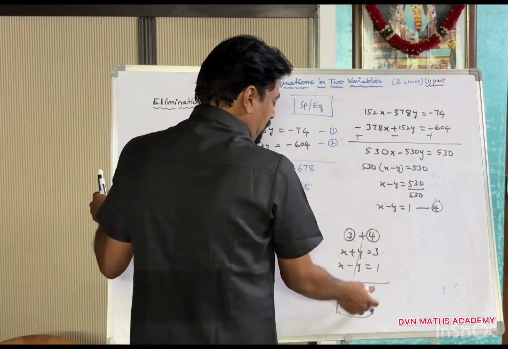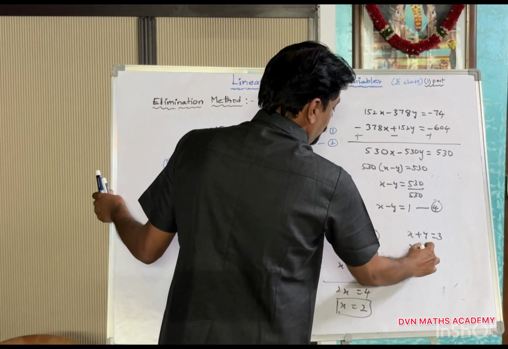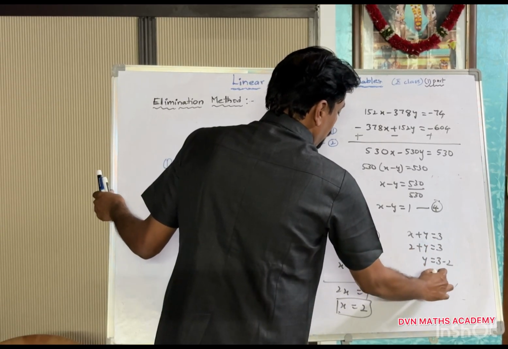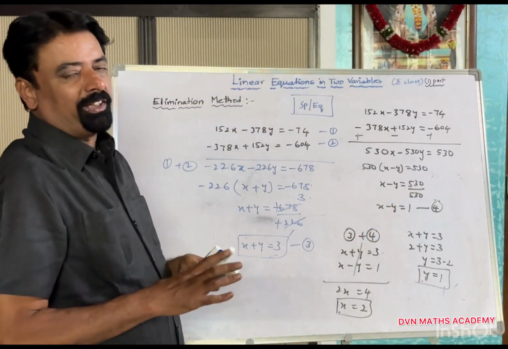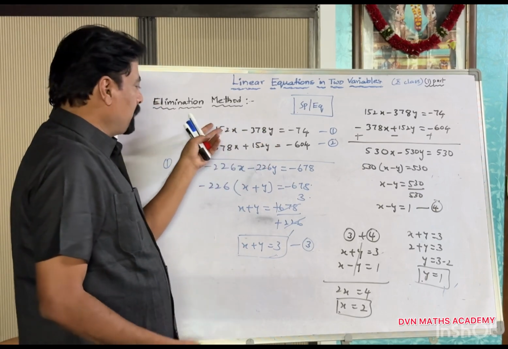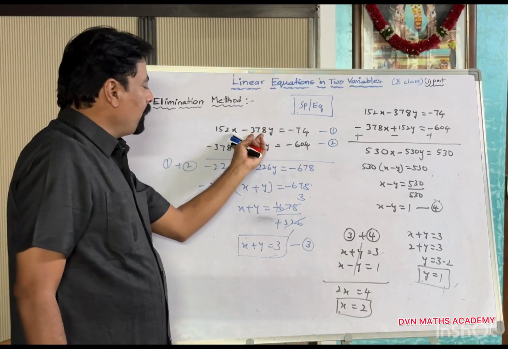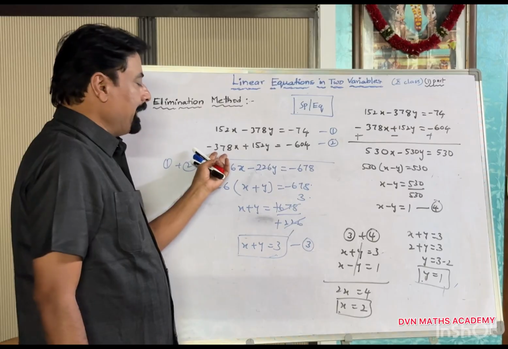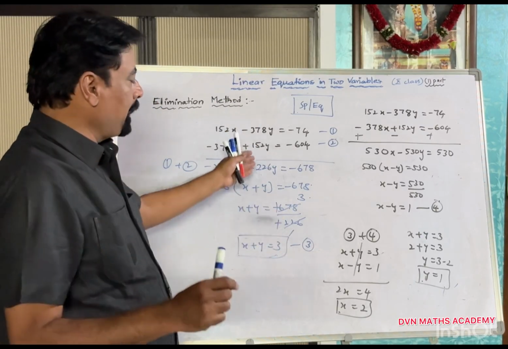So I got the value of x. Now substitute in equation 3, x plus y is equal to 3. The x value is 2, so 2 plus y is equal to 3, y is equal to 3 minus 2. Therefore, y is equal to 1. So this is the method to solve a special equation when the equation is in this form. The x coefficient of the first equation should be equal to the y coefficient in the second equation, and the y coefficient of the first equation should be equal to the x coefficient of the second. Then you follow this method. It is easy to solve these types of questions.